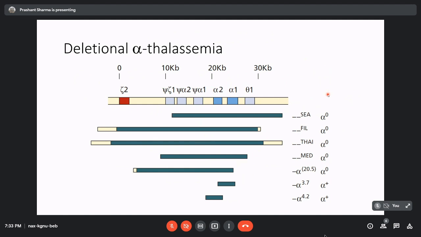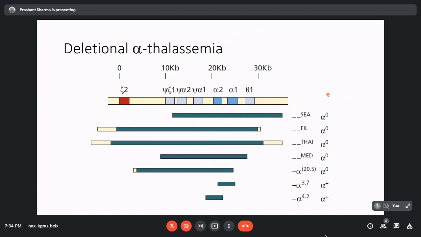So unlike beta thalassemia, if you remember beta thalassemia from last time, most of the genetic problems that can happen that lead to underproduction of the mRNA or under transcription of that gene were point mutations or small indels.